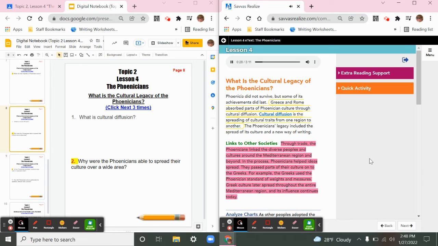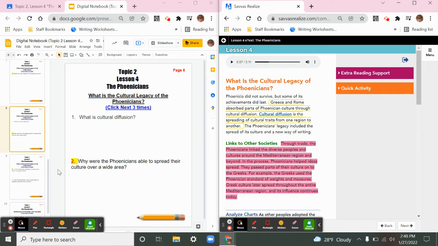Links to other societies. Through trade, the Phoenicians linked the diverse peoples and cultures around the Mediterranean region and beyond. In the process, Phoenicians helped ideas spread. They passed parts of their culture on to the Greeks. For example, the Greeks used the Phoenician standard of weights and measures. Greek culture later spread throughout the entire Mediterranean region, and its influence continues today.